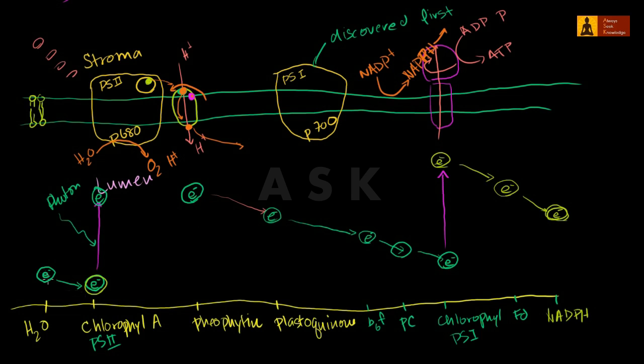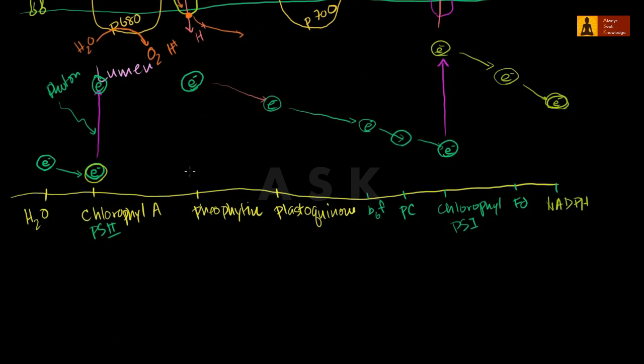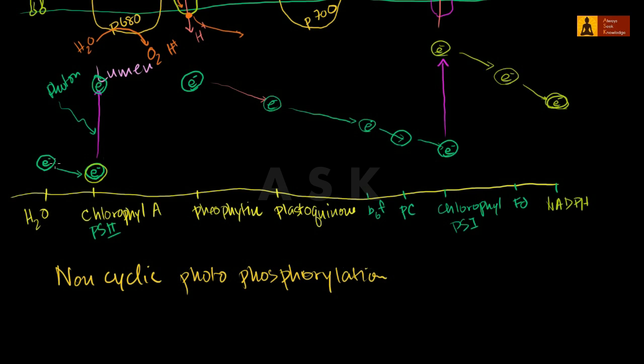But this idea of an electron going from water to NADPH is called non-cyclic photophosphorylation. And it's called non-cyclic because you're not reusing the same electrons over and over again. The electrons start off, depending how you view it, in the chlorophyll or the water, and they end up in the NADPH.